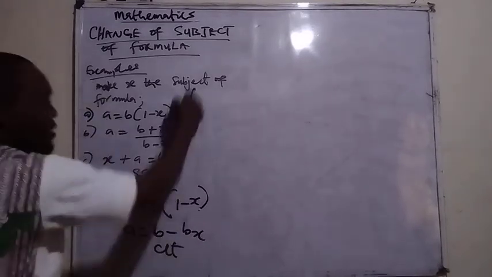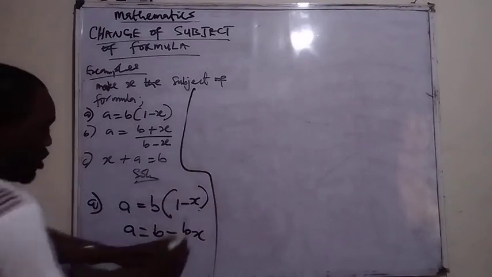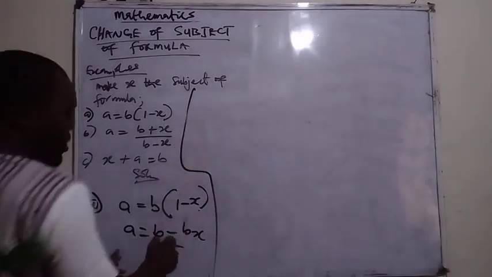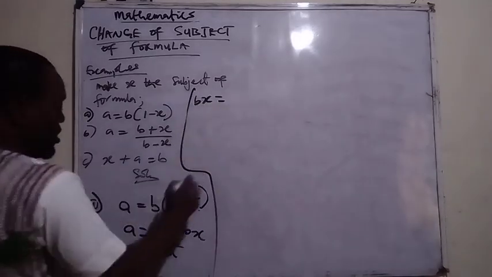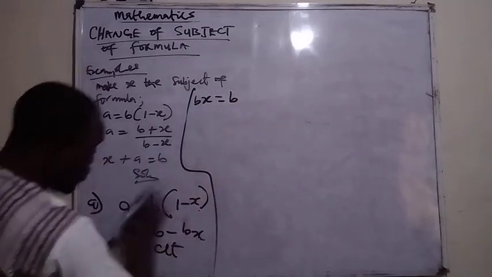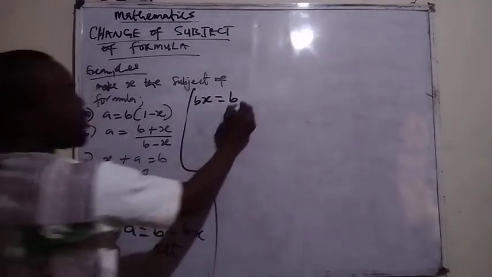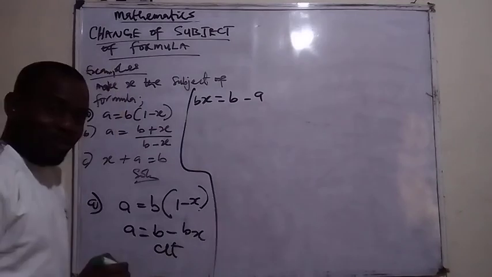If we collect like terms, minus crossing the equal sign becomes plus, right? So now Bx is equal to what? This B will stand first. I'll remove this one and come to this side. Plus A will become what? Minus A. Do you get it now?